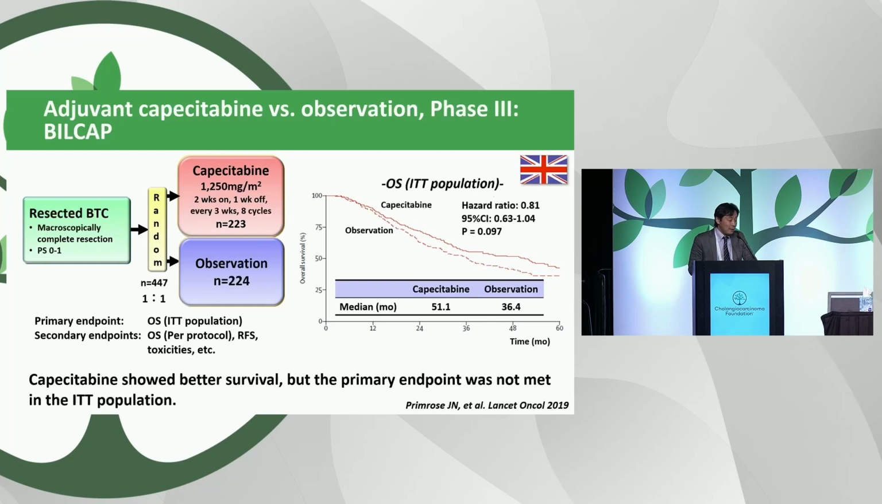The first one is the BILCAP trial. This is a phase 3 trial of adjuvant capecitabine versus observation. As you can see, the Kaplan-Meier curve was clearly separated. However, the hazard ratio was 0.81, p-value was 0.0897, so not a significant difference. So adjuvant capecitabine shows better survival, but the primary endpoint was not met in the ITT population.